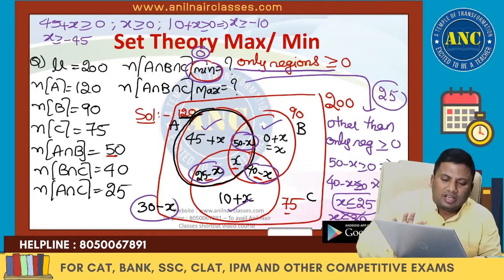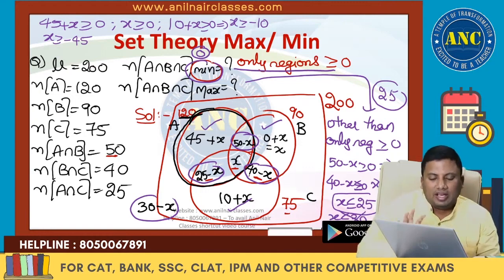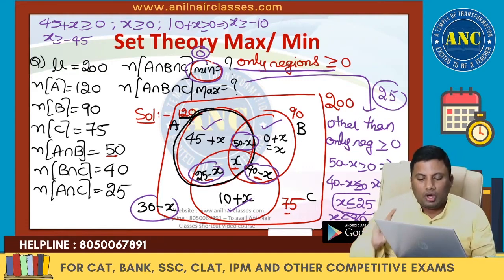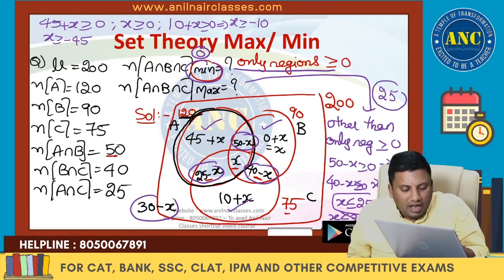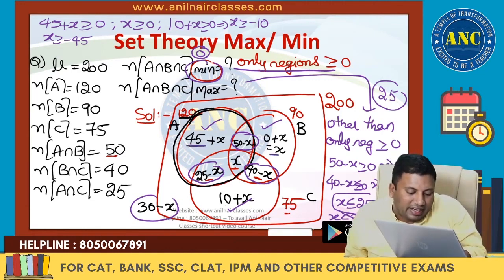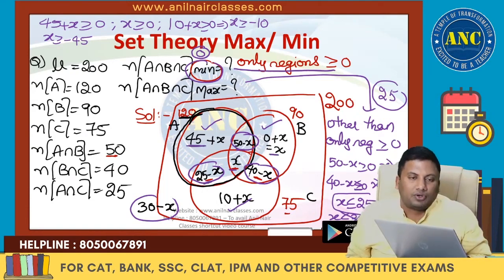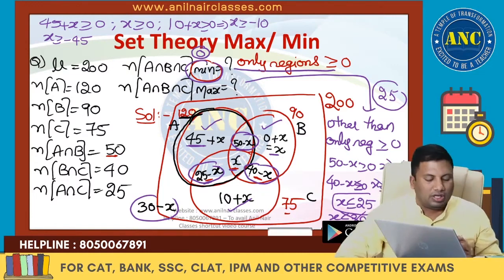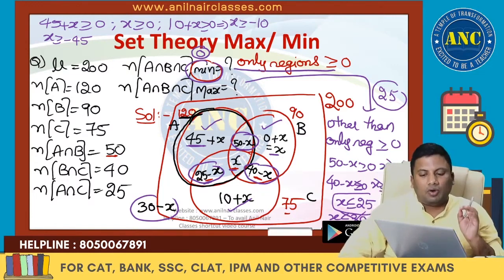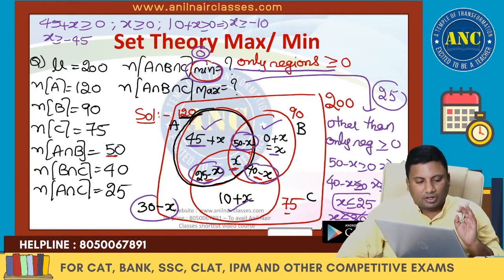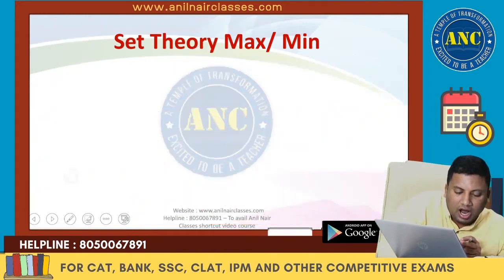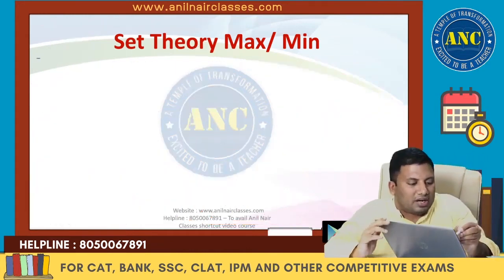All you have to do is just draw the diagrams for this and do it. 2 more problems, it will be extremely clear to you. All you have to know is how to plug in the values. And always remember, these regions cannot take negative values because it is a number of students. Minimum: only regions should be greater than or equivalent to 0. Maximum: other than only regions should be greater than or equivalent to 0. I hope the idea is clear. Then I will do the Anil Nair's approach after we solve one more problem. Second question, please take it.